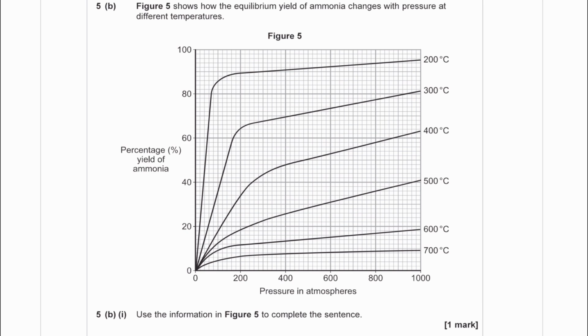5b, that's too far. There we go. Figure 5 shows how the equilibrium yield of ammonia changes with pressure at different temperatures. Alright, so you can see all these lines represent different temperatures. We have a percentage yield of ammonia, and we have the pressure on the x-axis. So it tells you at different pressures how much the yield is going up.